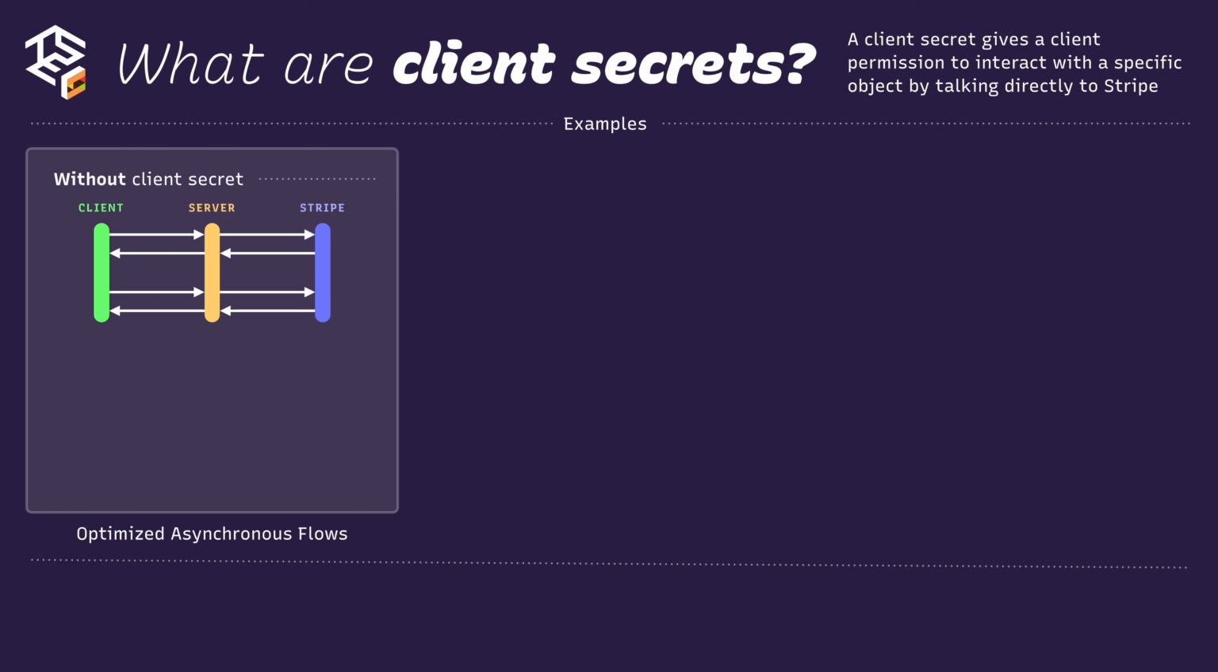With the server in the middle, this integration would be difficult to build, more complex, harder to maintain, error-prone, and slow. The server would also have the extra burden of acting as a relay, which would eat up bandwidth and processing power. Now let's take a look at the version with a client secret.